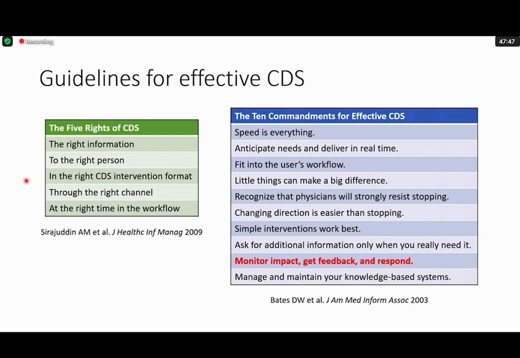In more detail is something called the 10 Commandments for effective CDS, and this was developed over experience with a lot of different CDS interventions in the literature. You can see a lot of these are focused on affecting the automatic brain. Do things quickly, little things make a difference, fit into the user's workflow so that they don't have to stop and reflect because they don't have time to. Keep things simple. Ask for additional information only when you really need it. But the most important here that I highlighted is monitor impact, get feedback, and respond.